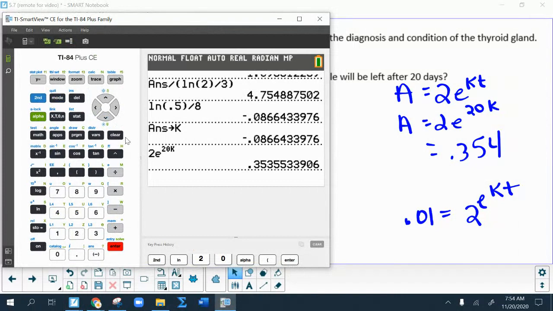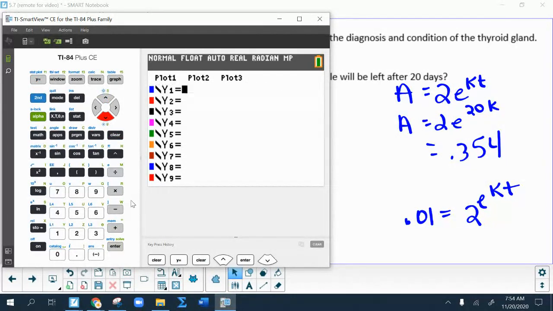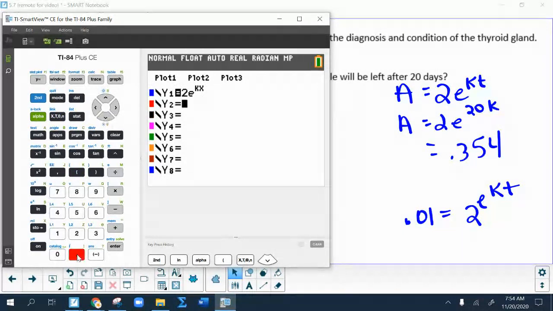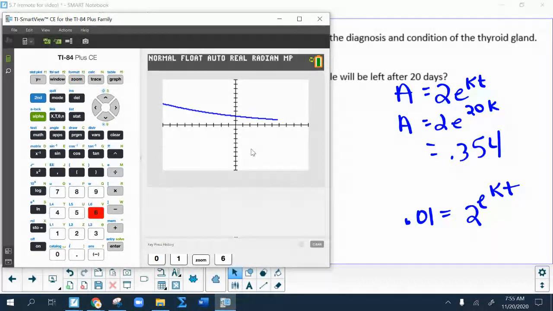Okay, so to solve this graphically, we go into the y equals. First of all, turn off your stat plots. So go up and hit enter on that button there so that it's not highlighted. And I'm going to put 2e to the k is stored x. Okay, so that k is not a variable. And I'm going to put 0.01 in for y2. And I'm going to do zoom. Let's just start with zoom standard. That's going to be too big, but we'll start there.